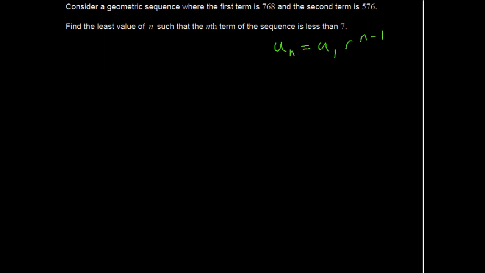So un is equal to the nth term, which in this case is going to need to be 7. That's actually going to be less than 7. U1 is the first term, is equal to 768.